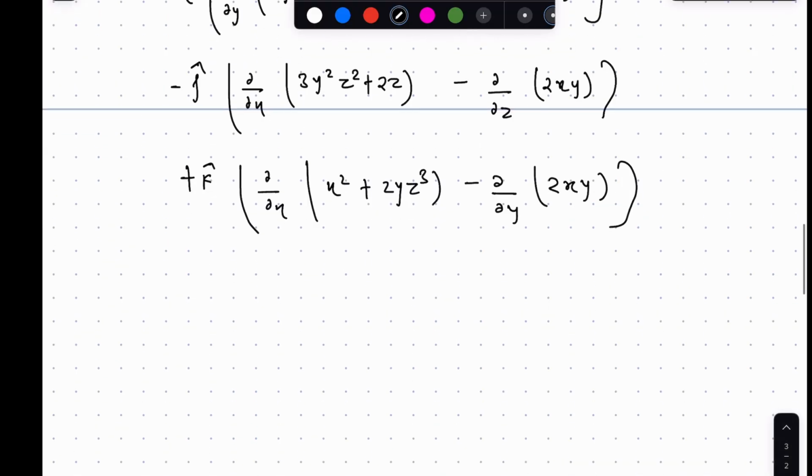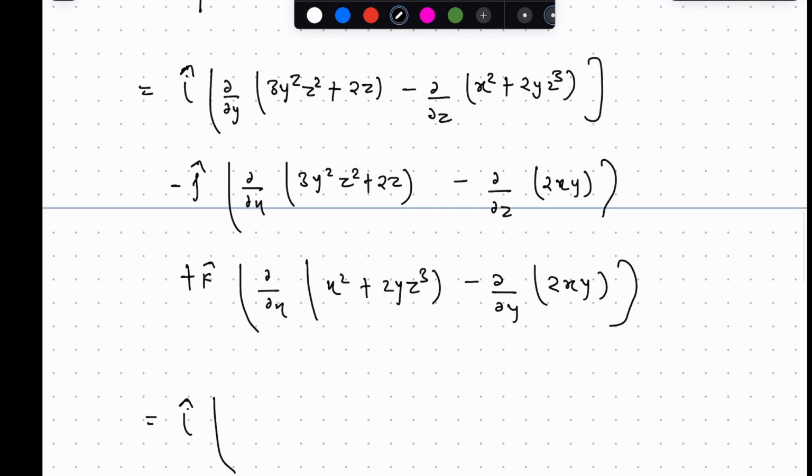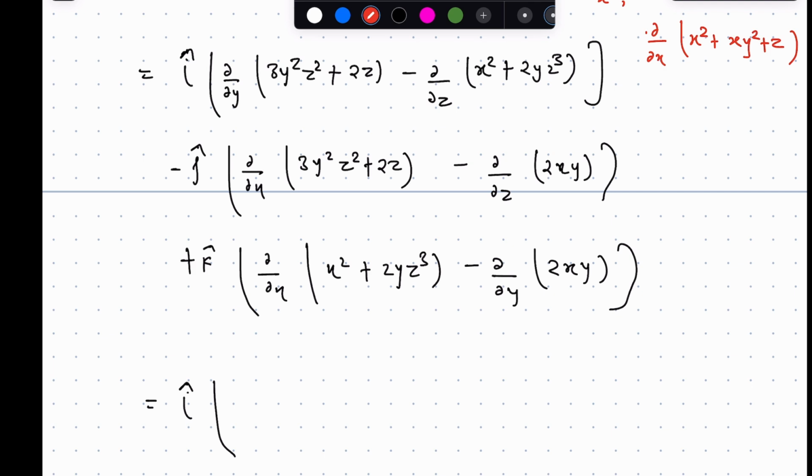Okay, now let me calculate the i component first, or the x-axis. Whenever we do partial differentiation, for example, I have ∂/∂x of x square plus xy square plus z. Here I will treat x as the variable. If there is y or z, I will treat them as constants. That is the rule for partial differentiation. So x square differentiation is 2x. Then I have xy square. So x differentiation is 1 and y square is constant, and z is constant, and constant differentiation is 0. This is how we are going to differentiate this.